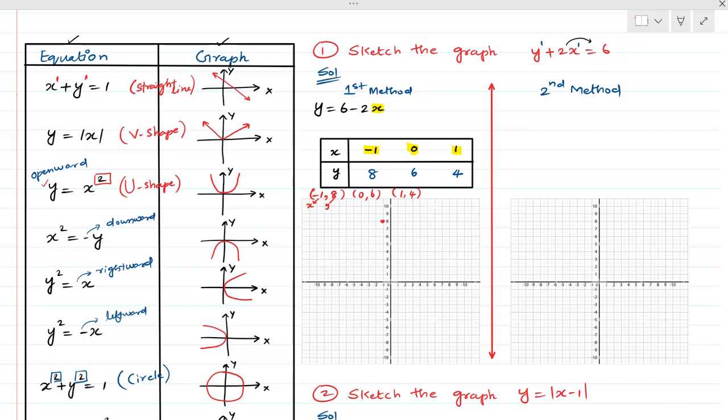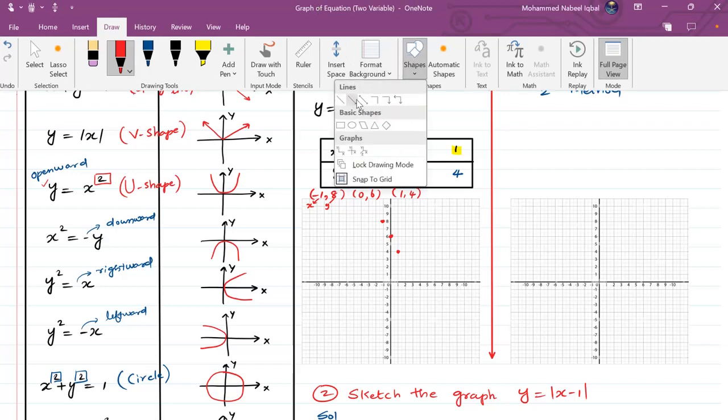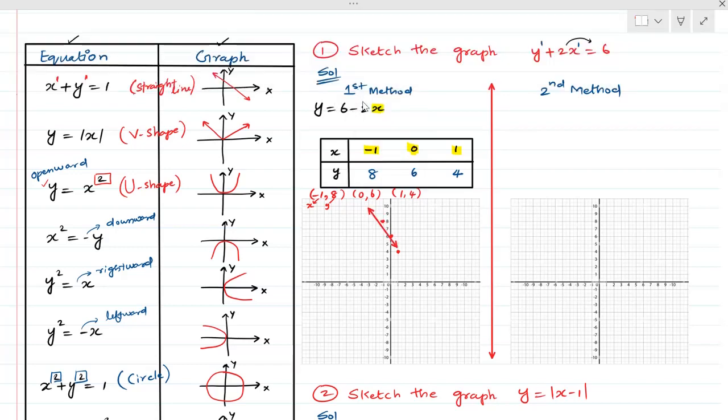Now the next one, 0 comma 6: x equals 0, y equals 6 here. Next, x equals 1, y equals 4. If you join these points, it is a straight line. You will get a straight line.